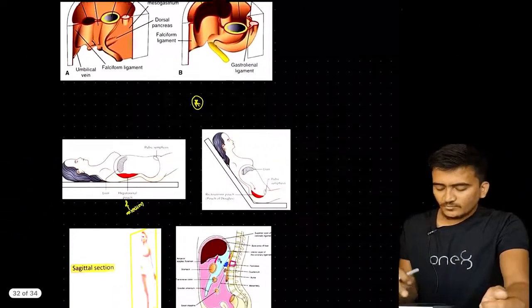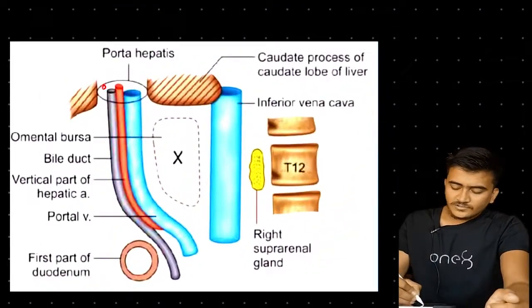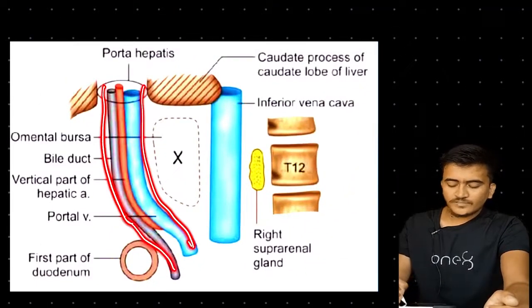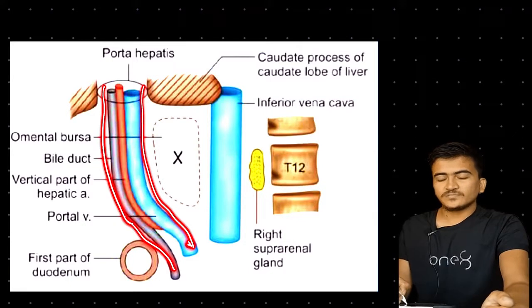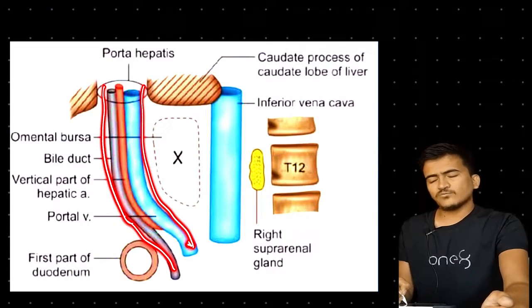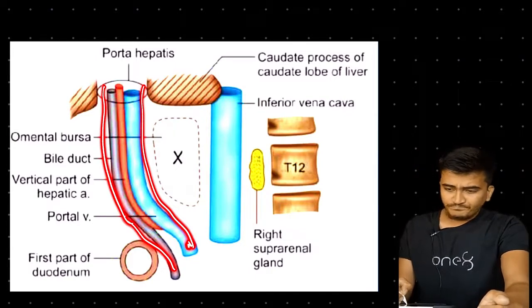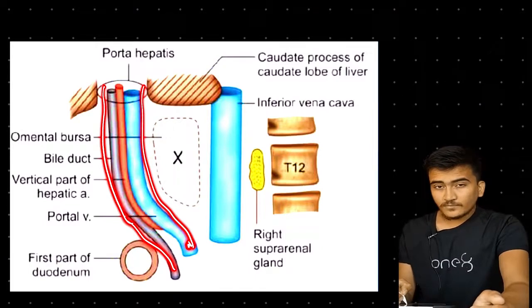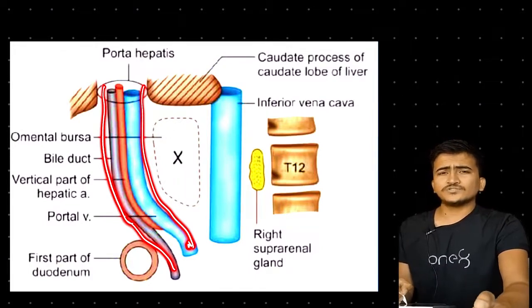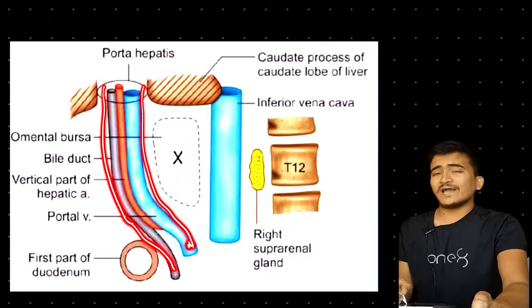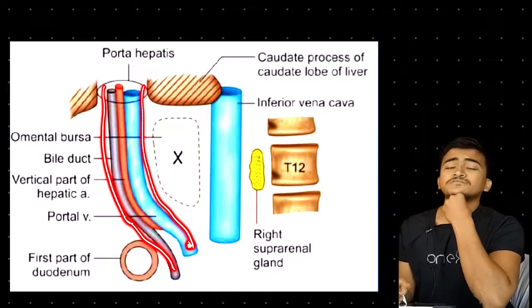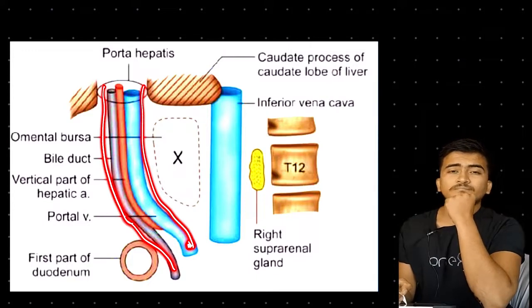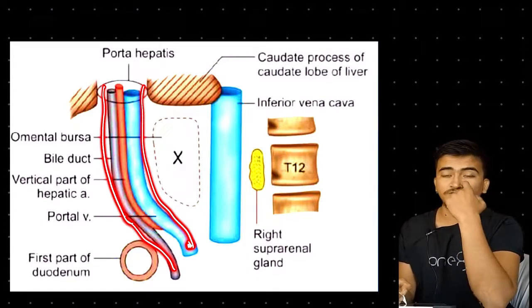Now, talking about the lesser omentum. We have already said what this is. This is the structure of our lesser omentum. What is the lesser omentum doing? The lesser omentum forms the anterior wall of the epiploic foramen of Winslow. It is the connecting structure between the liver and the lesser curvature of the stomach.